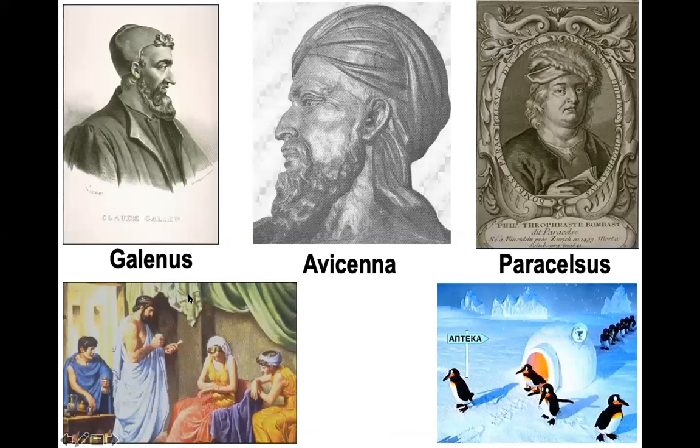And then other famous physicians of the past are Galen, Avicenna, or Ibn Sina, then Paracelsus. So these scientists or physicians wrote many manuscripts, and they treated a large number of patients with different disease conditions of their period.